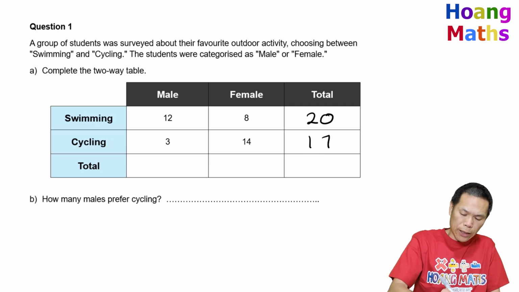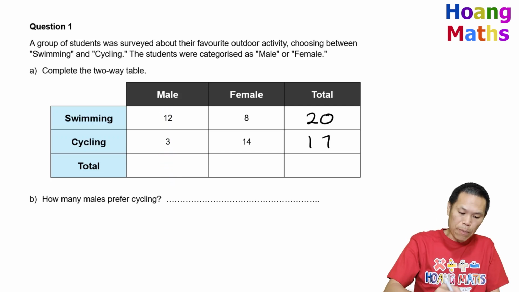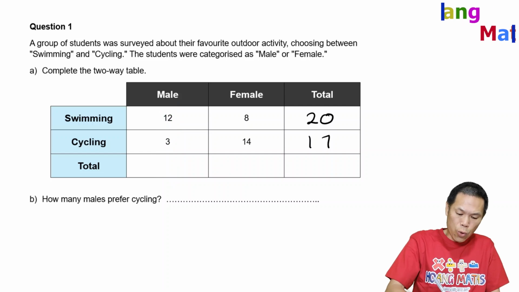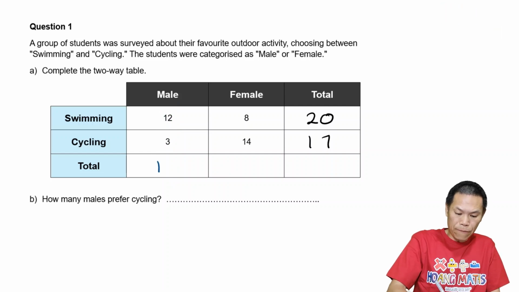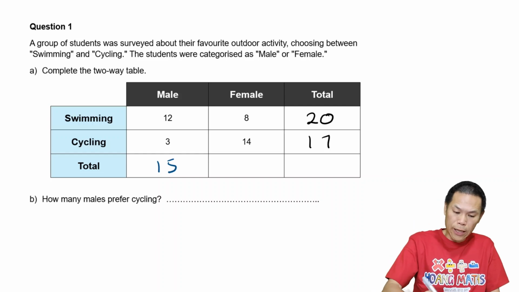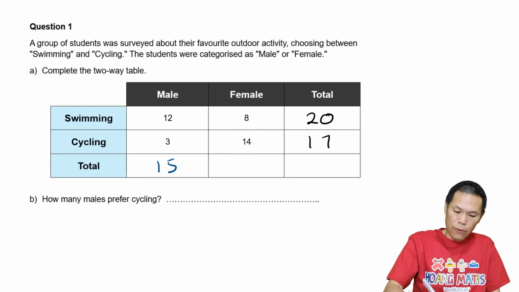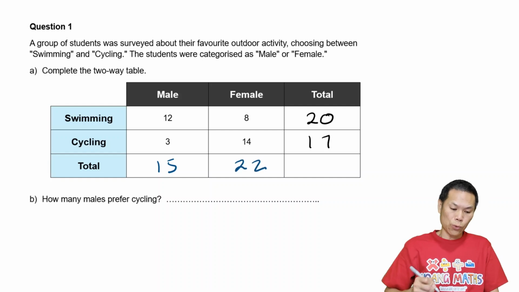And we know that this column here is males. So we add them up. 12 plus 3 is 15. So 15 males altogether, if you like. And this column here is for females. So we just add them up. That will give us 8 plus 14 is 22.